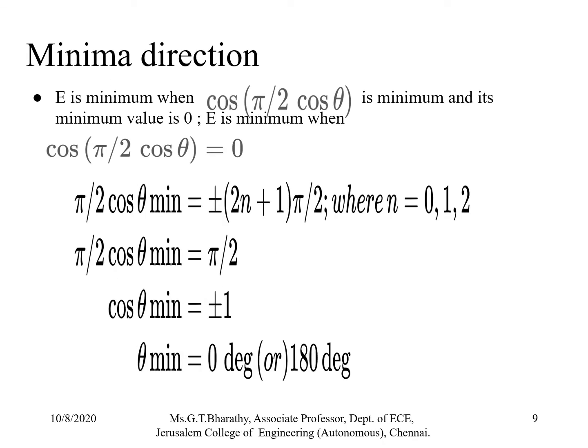Minima direction, by substituting the same parameter: cos(pi/2 cos theta) minimum value is 0. So substituting cos(pi/2 cos theta) equal to 0, which is obtained when pi/2 cos theta minimum is equal to plus or minus (2n+1) pi/2, we get the minimum theta as 0 degrees or 180 degrees.